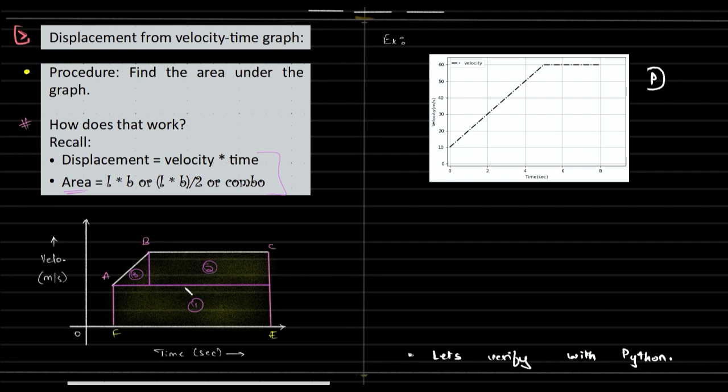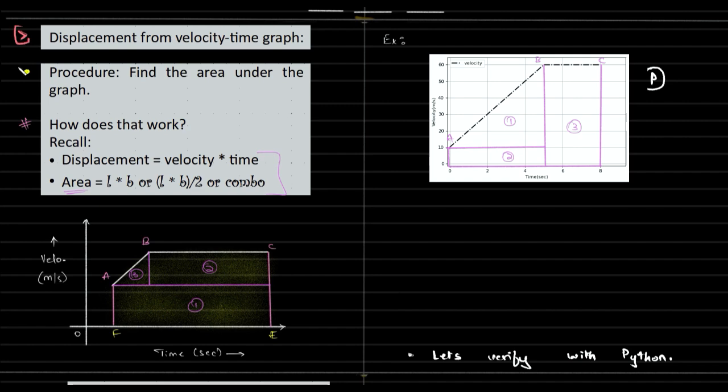So let's find the area under the graph, like for this example over here. I have to find the area under the graph, the graph being from A to C. This is basically moving from 0 to 8, and exactly at 5 there is a change in velocity. Okay, this is just for extra information. So basically you have this region. We have regions 1, 2 and 3, and we have to find this region.